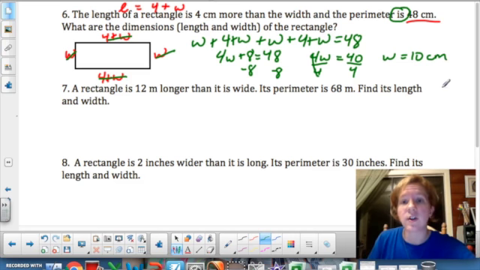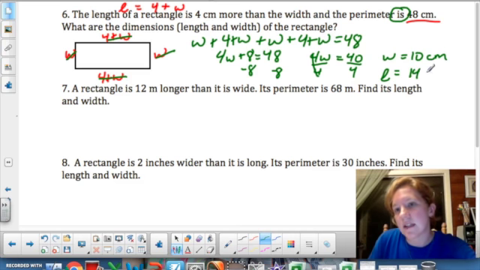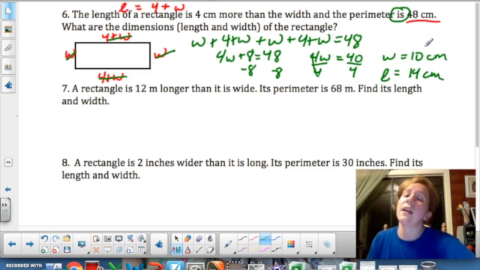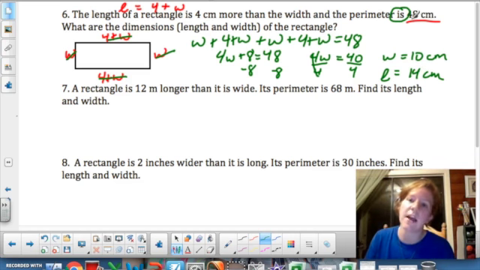Make sure you show your units. I also, though, have to give my length. The length is 4 more than the width. So if I come over here and say 4 plus that 10, then I get 14 centimeters for my length. Again, you could check your answer by using those as your dimensions and verifying that if I add 10 plus 14 plus 10 plus 14, it'll add up to 48, which it will.